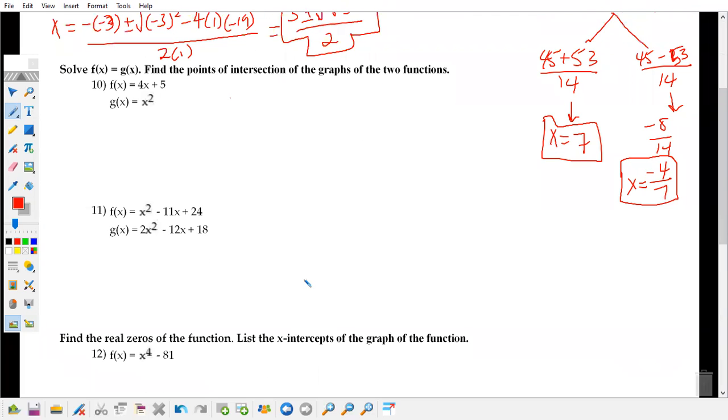So here we have: find the points of intersection of the graphs of the 2 functions. So we're looking for where these 2 functions intersect. And when you're doing that, the number one thing you want to do is just set them equal to each other. So notice here how it says f of x equals g of x. That's how you find the point of intersection. You set the functions equal to each other. So we're going to set 4x plus 5 equal to x squared.